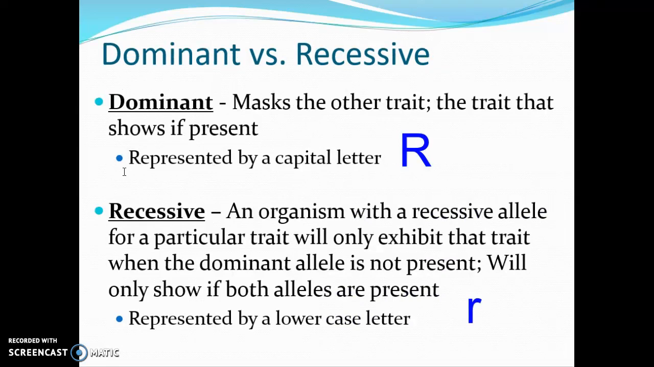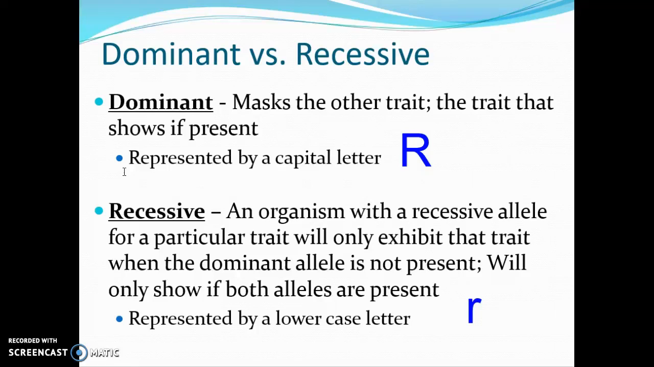Dominant and recessive, these are going to be really important when we're talking about Punnett squares. Dominant alleles are going to be shown by the capital letter. So you can see we have the capital R here to show the dominant allele. It's going to mask the other trait. So if there's one capital letter there, it doesn't matter what the second letter is. It's automatically going to show what that dominant trait is.